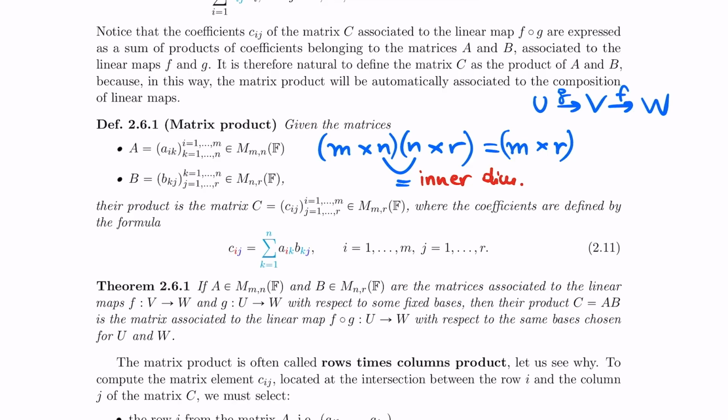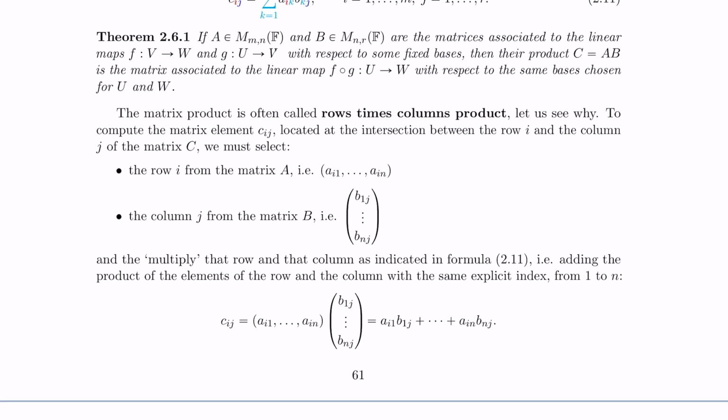We can resume these considerations in the following theorem. Let two matrices A and B with entries in the same field F and with inner dimensions that coincide be the matrices associated to the linear maps f from V to W and g from U to V respectively, of course with respect to certain fixed bases. Then their product, C equals A times B, is the matrix associated to the composite linear map with respect to the same bases chosen for U and W.